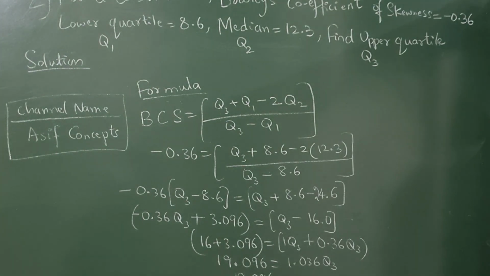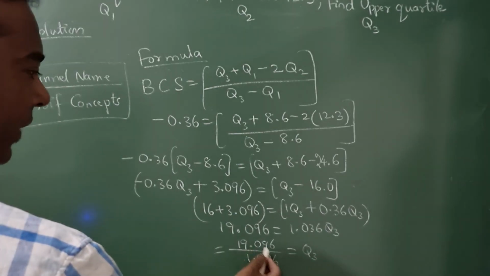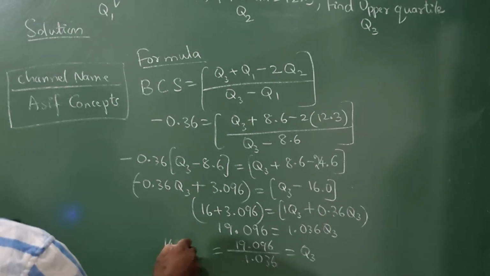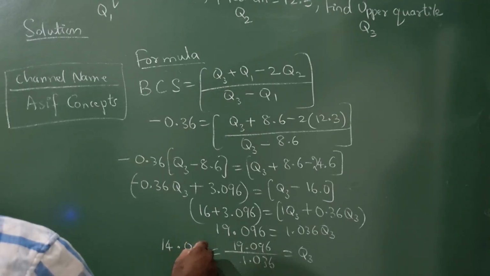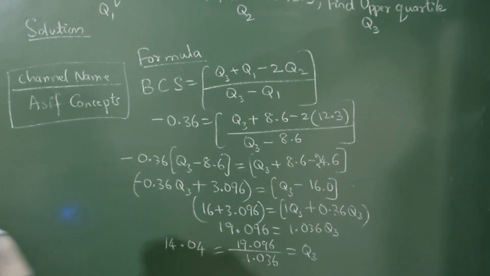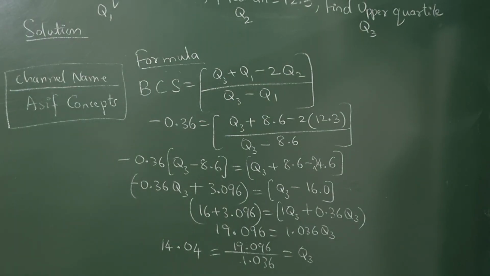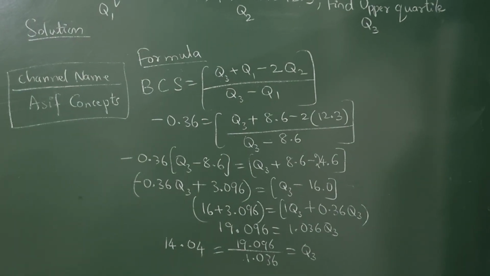Now here you have to divide these two. Once you divide this with the help of calculator, you will get 14.04, that is Q3, nothing but the upper quartile. I hope you understood this sum very well. Let's move on to the next sum.